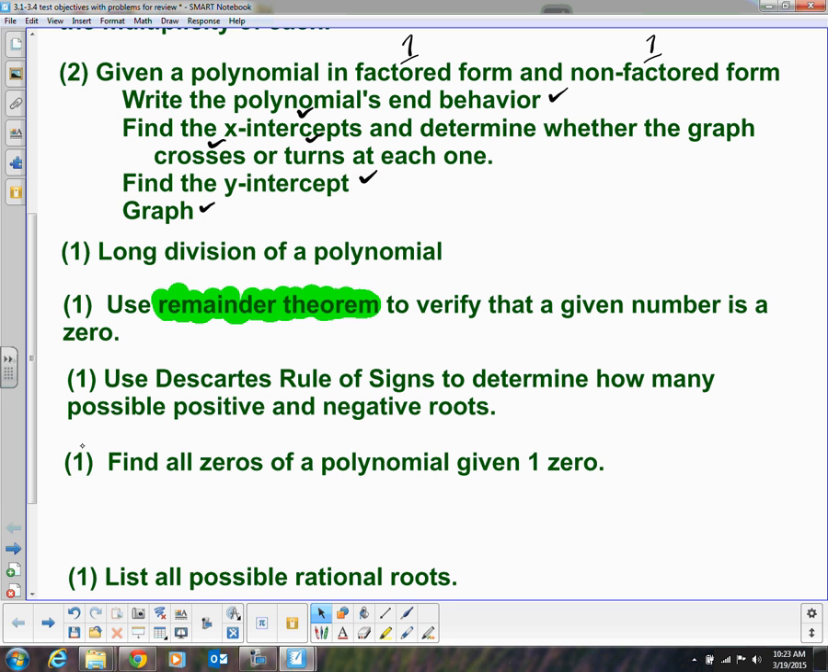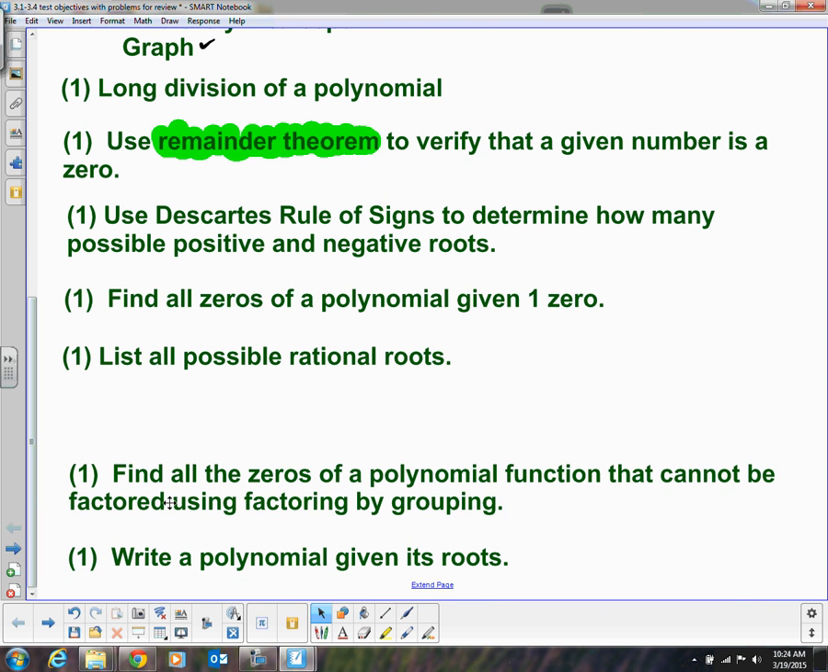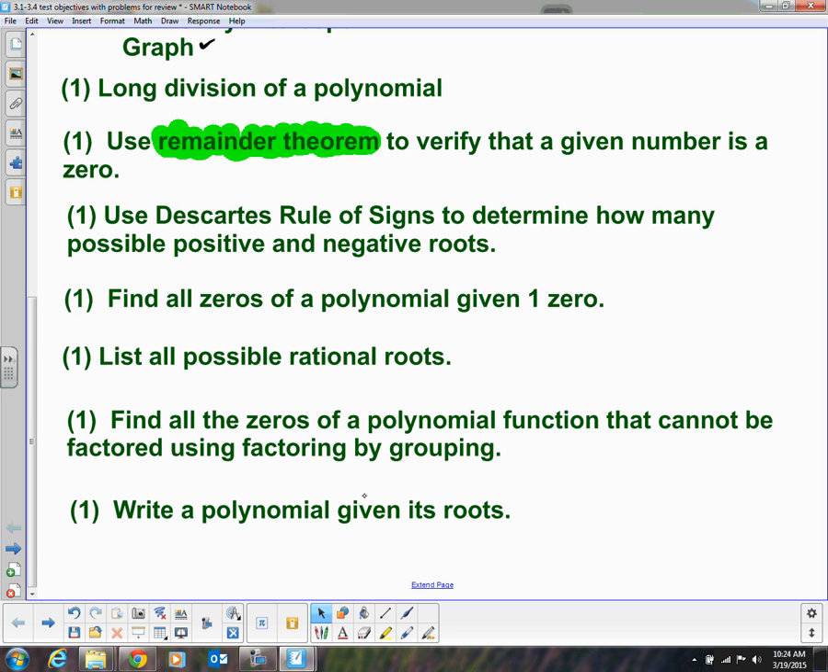Now, do you know your homework last night? Remember your homework last night? Did I give you any hint as to what a 0 was? No. But look, I'm going to ask you to find all zeros, and I will give you the first. So will you be ready for synthetic division? Yes. I will ask you just to list all possible rational roots. Just list. Nothing else. Now, I will ask you to find all the zeros of a polynomial that cannot be factored using factor by grouping. This is last night's homework that took all that time. And then last but not least, you will write a polynomial given its roots.